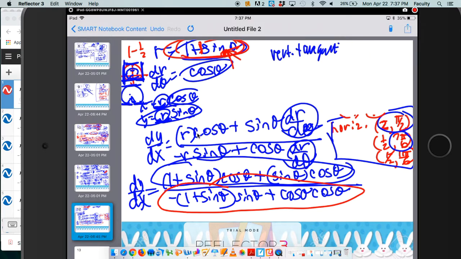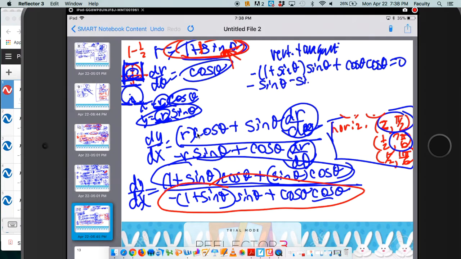And so I'm going to say negative 1 plus the sine of theta times the sine of theta plus the cosine of theta times the cosine of theta. I want that to equal 0. That gives me negative sine theta minus sine squared theta plus cosine squared theta equals 0.